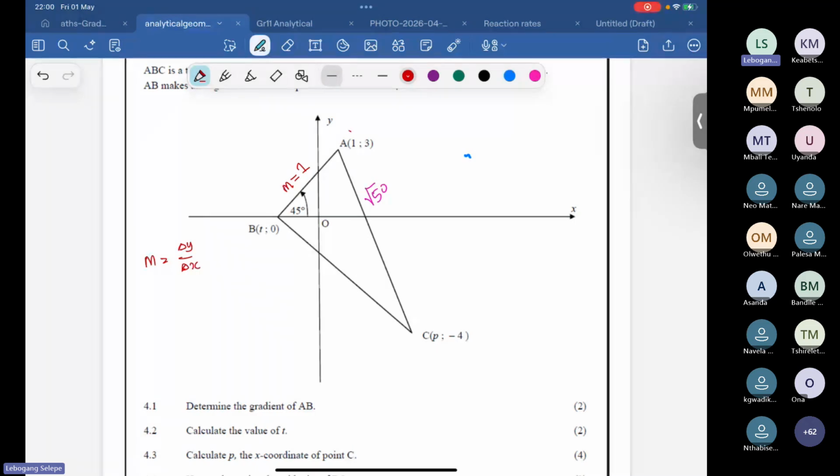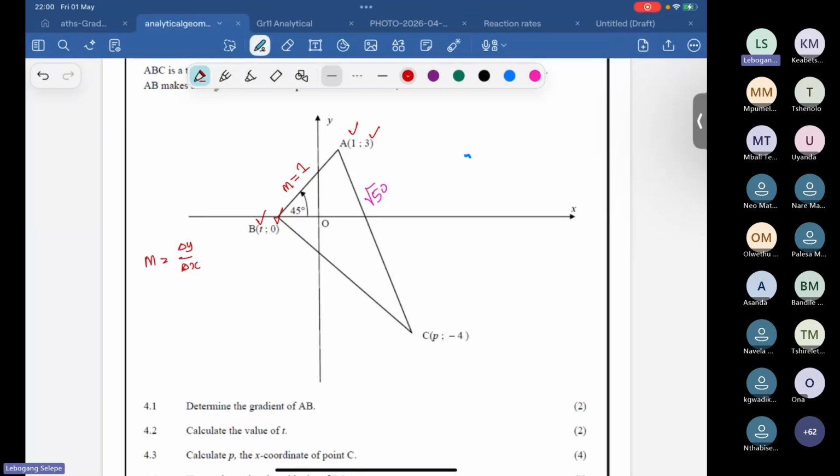We have all the coordinates except for t. We can substitute that and substitute the gradient that we already know, which is 1, and then solve for t. And that should make sense. Is that making sense to you? Yes, ma'am.